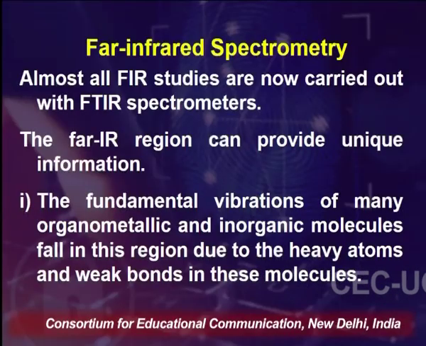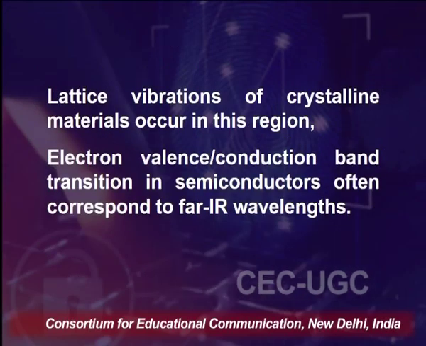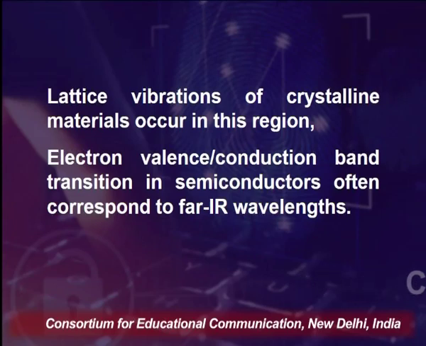Whereas far IR spectroscopy is carried out with FTIR spectrophotometers. The far IR region can provide very unique information. The fundamental vibrations of many organometallic and inorganic molecules fall in this region due to the heavy atoms and weak bonds in these molecules. The lattice vibrations of crystalline materials occur in this region, as do valence-conduction band transitions in semiconductors, which often correspond to far IR wavelengths.